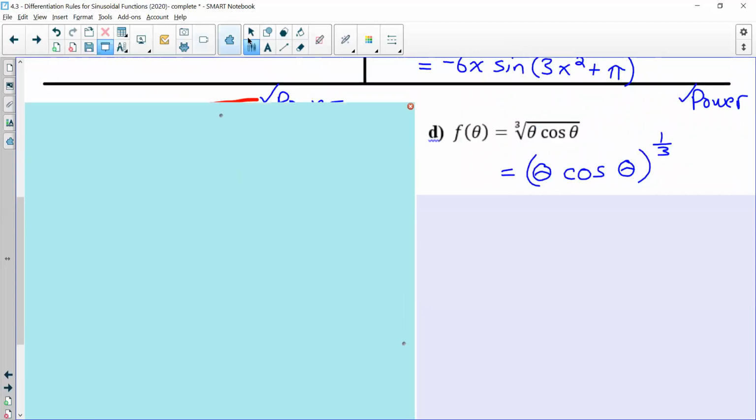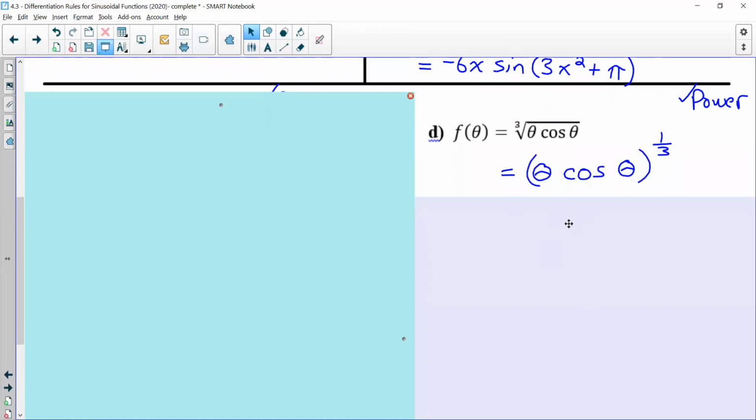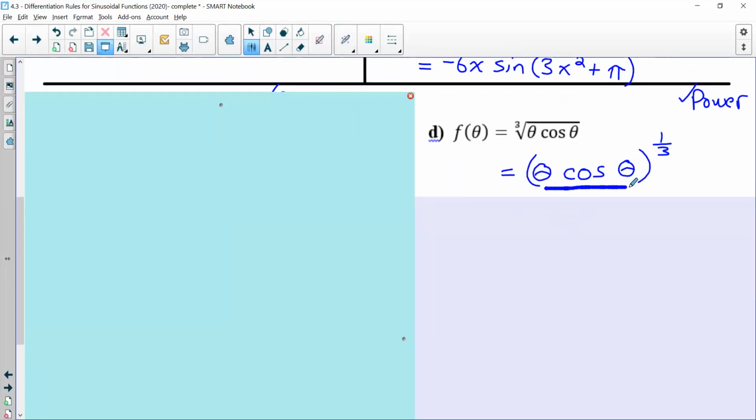So this next one here in D is again an application of the power law. Now it might seem a little weird, but this is a cosine of theta multiplied by theta under this radical. So that's how you would write it as a power. Now the interesting thing as you write this as a power is that you have a very interesting base.